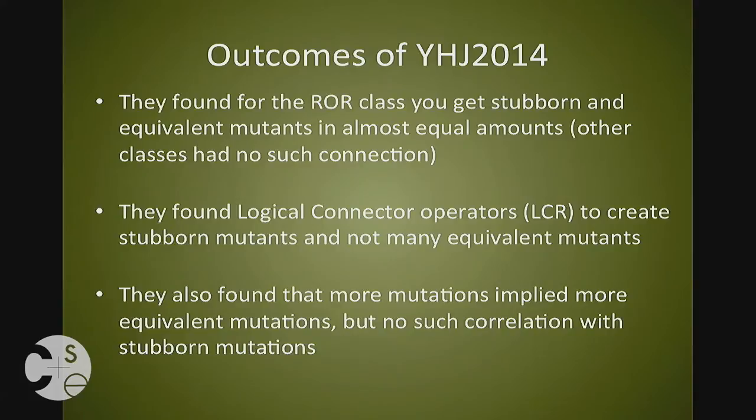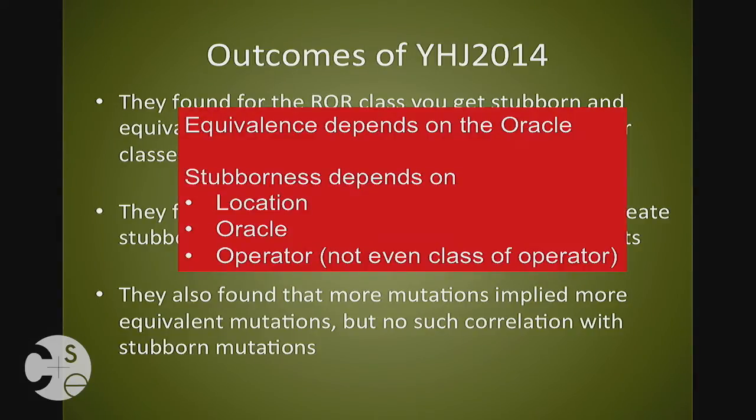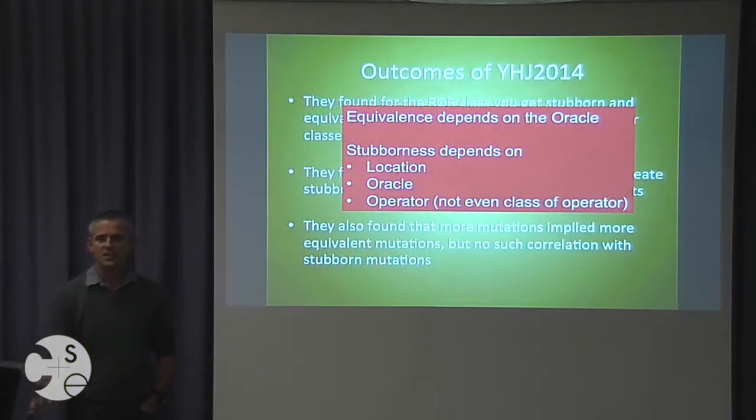So if we look at the outcomes of this other paper, they said they found this relational operator class gets stubborn and equivalent mutants in about the same amounts. Logical connector they found to be really good. And they found that more mutations implied more equivalent mutations. And basically what I'm arguing is that pretty much all of that was an accident of the test cases that they were considering, because equivalence depends on the oracle more than anything else, and stubbornness depends, remember, on the location, which most people don't consider, and the oracle, and not just the operator class, so whether it's relational or not relational, it actually even depends on the exact things inside of the operator that you're looking at.